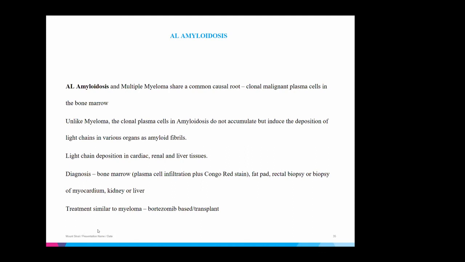So light chain deposition is most problematic in cardiac, renal, and liver tissues. The diagnosis can be made in a couple of different ways. Bone marrows in these patients show plasma cell infiltration plus Congo red stain. You can also biopsy a fat pad or do rectal biopsy, or of course, biopsy of a myocardium or liver or kidney tissues. So these patients are treated similar to myeloma patients with bortezomib-based therapies usually, and are often referred for transplant.